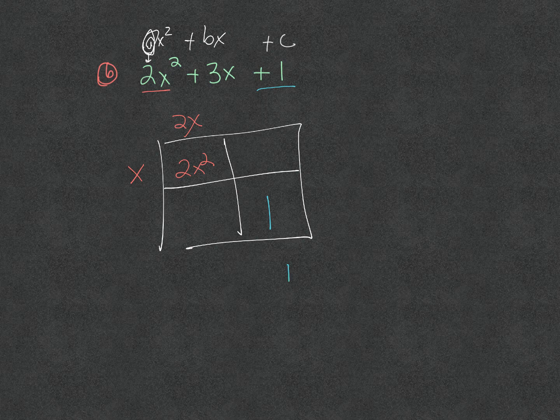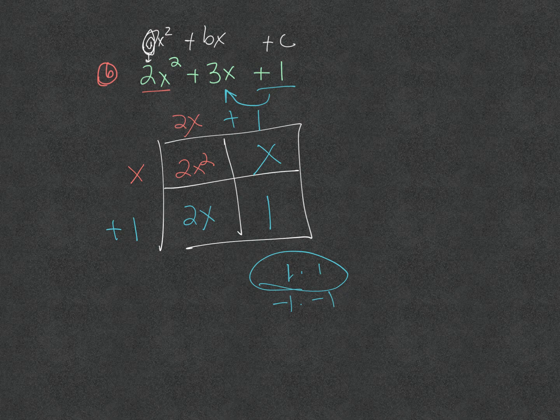Positive 1 can only be 1 times 1 or negative 1 times negative 1. And since this is a plus there, I know that both of my signs are going to have to be positive. So I'm going to put in a plus 1 and a plus 1. And if I go to multiply here, 2x times a positive 1 will be a positive 2x. And if I multiply here, x times 1 is going to give me a positive 1x.